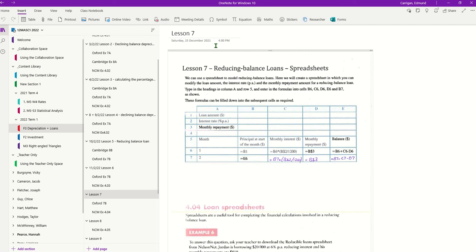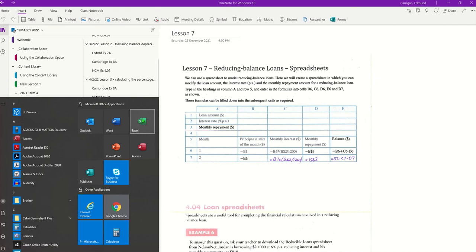Good morning. Today we're going to have a look at using spreadsheets to solve our reducing balance loans. Now we saw last lesson that filling them out in table form is very repetitive. We keep having to put the same things into our calculator, so it does lend itself to using a spreadsheet. So what we're going to do is open up Excel.